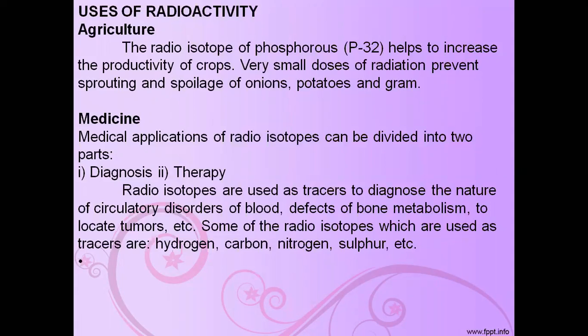In this field, that is the medicine field, radioisotopes are used to diagnose the nature of circulatory disorders of blood, defects of bone metabolism, and to locate tumors, etc. Some of the radioisotopes which are used as tracers are hydrogen, carbon, nitrogen, sulfur, etc.